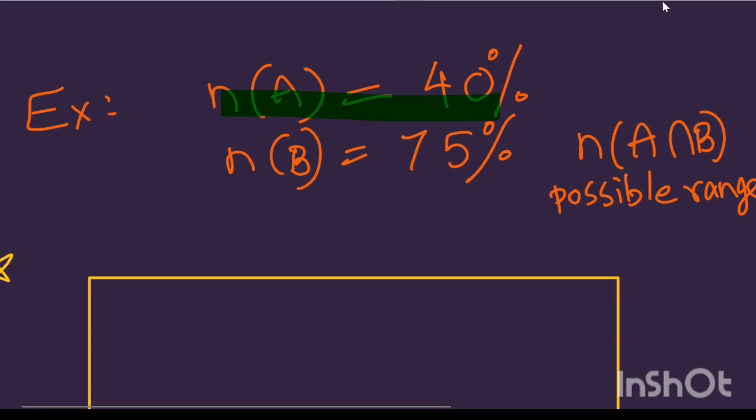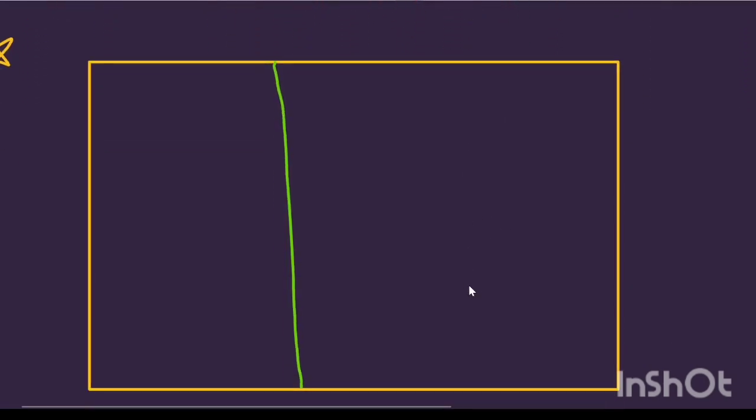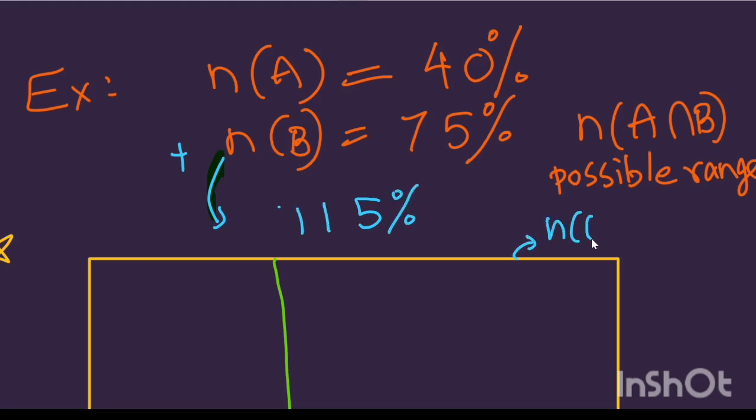Now as you can see here, if you draw them apart, guys, and add n(A) plus n(B), you will get more than 100%. In the previous example you would get 115%, which is not possible because we know the universal set is 100%, so this is not possible.